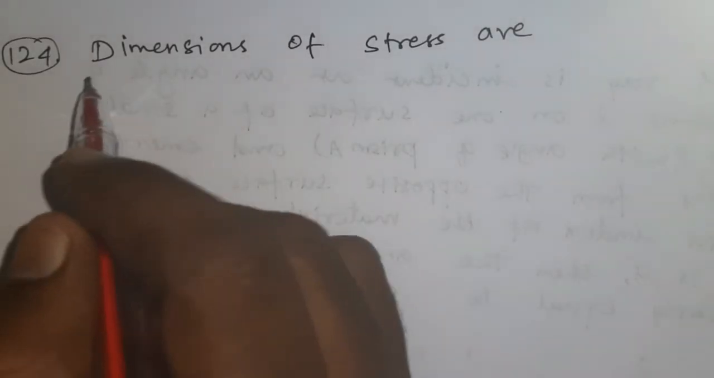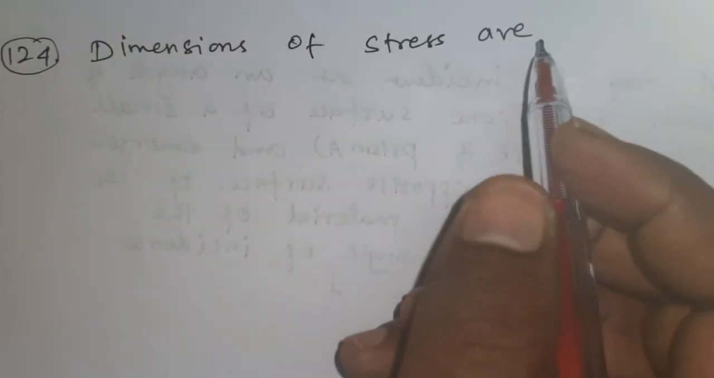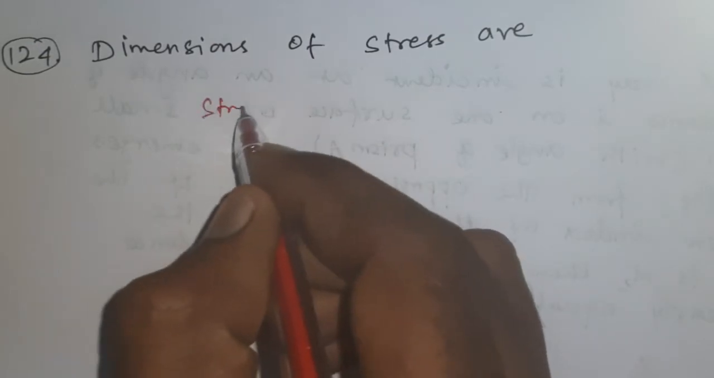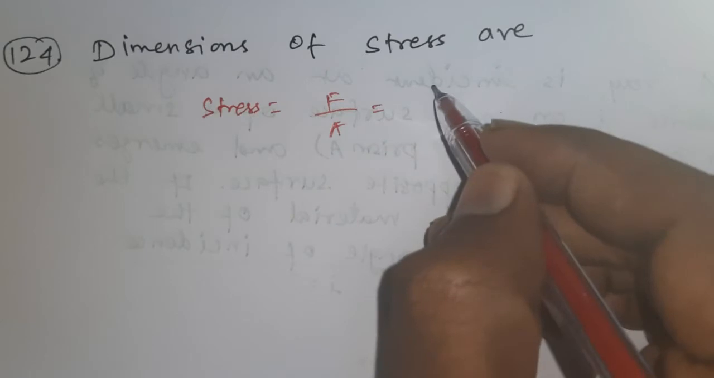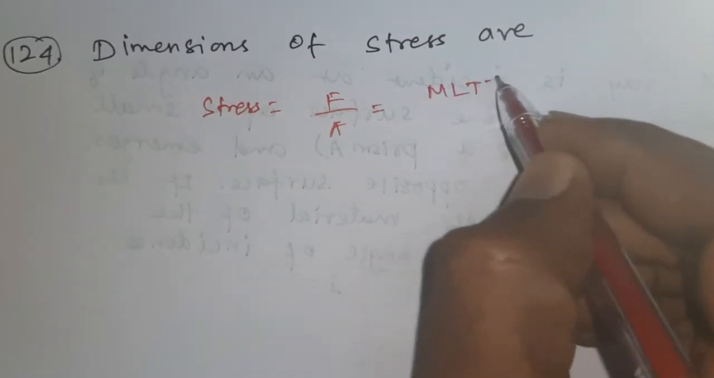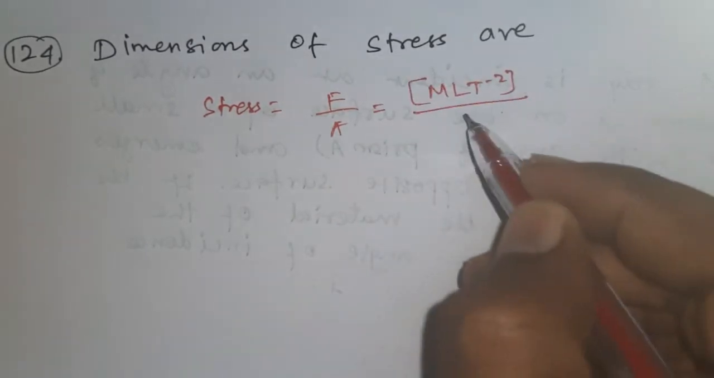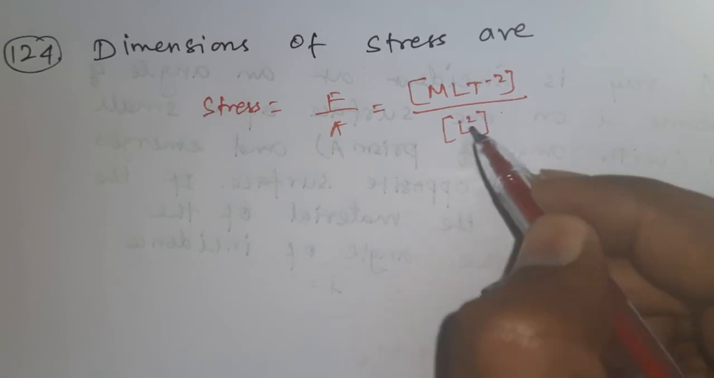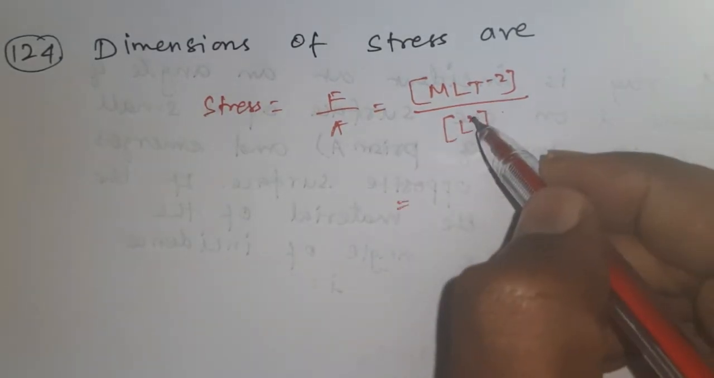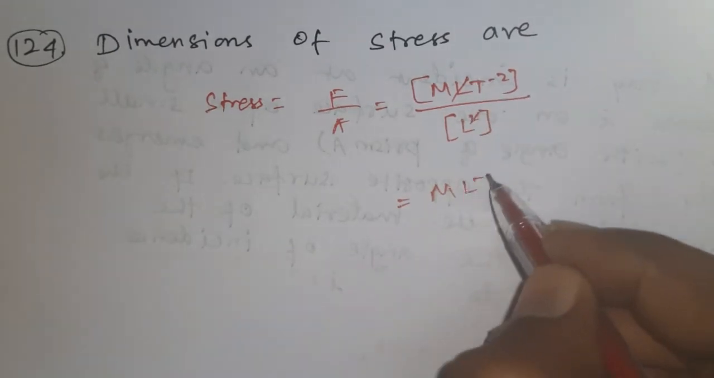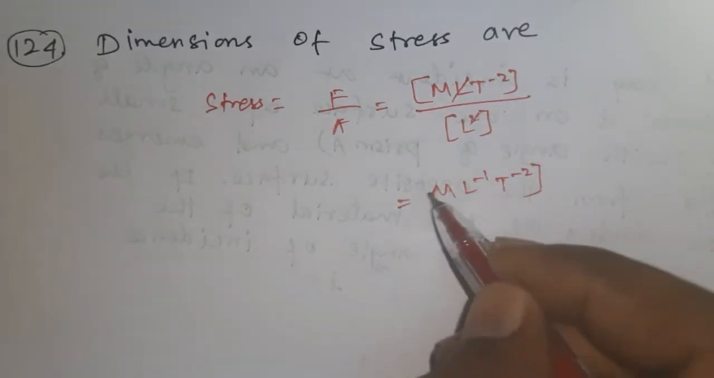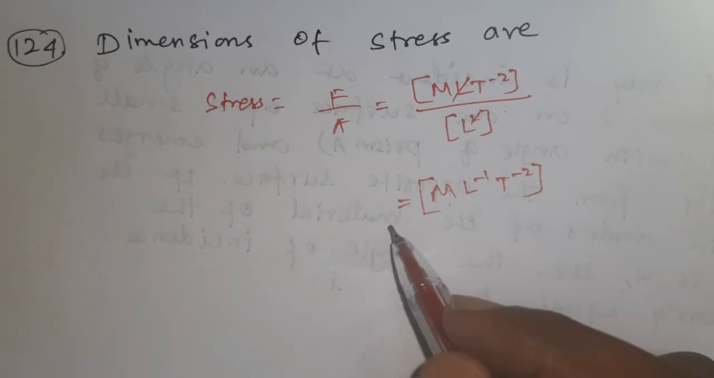Number 124, dimensions of stress are. So stress formula, we know that stress is equal to force per area. Force has dimension MLT power minus 2. Then area is L, dimension of L square. Then L will be cancelled, so L will go to the denominator as L inverse. Then T power minus 2. This is the dimension formula for stress.